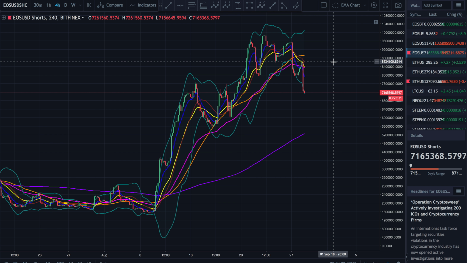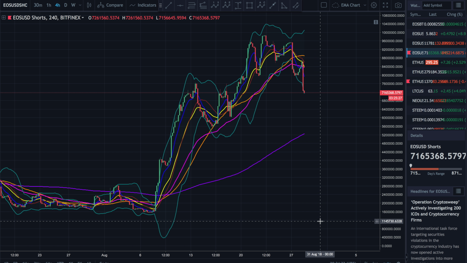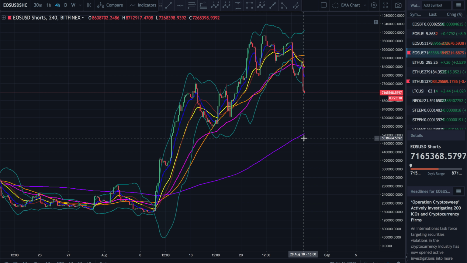If longs were starting to rise as shorts were starting to fall, I would tell you that we could expect price to fall very, very shortly. But the fact that shorts are still kind of stacked but are falling, and longs are not rising at all, it's going to be interesting to see what the market makers decide to do.